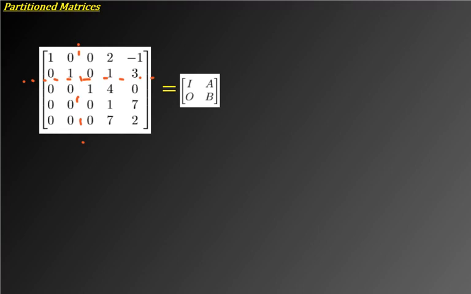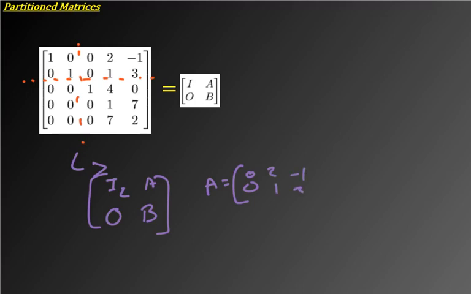but you could split this matrix up into this chunk right here, where it's a 2 by 2 identity matrix, and then a 0 matrix below that, and then I'm just going to call A and B. And so I'm looking at it in blocks, where A is the matrix 0, 0, 2, 1, negative 1, 3, and B is the matrix 1, 4, 0, 0, 1, 7, 0, 7, 2.